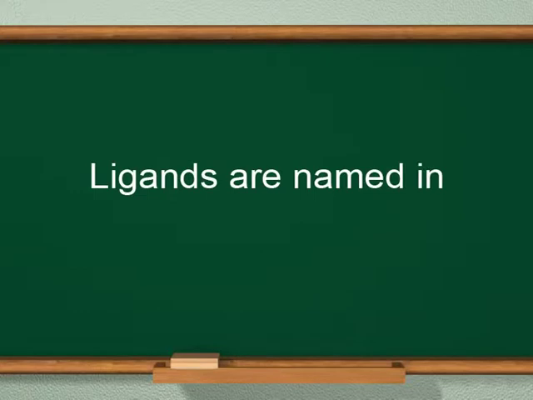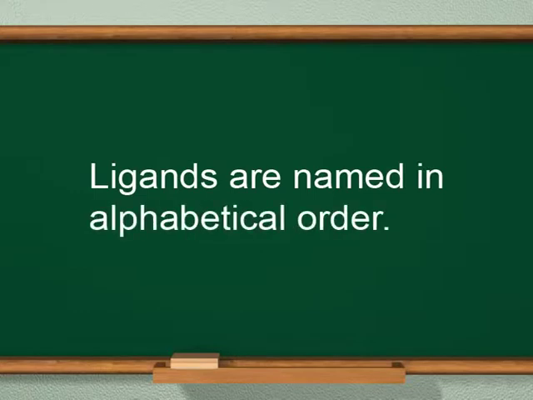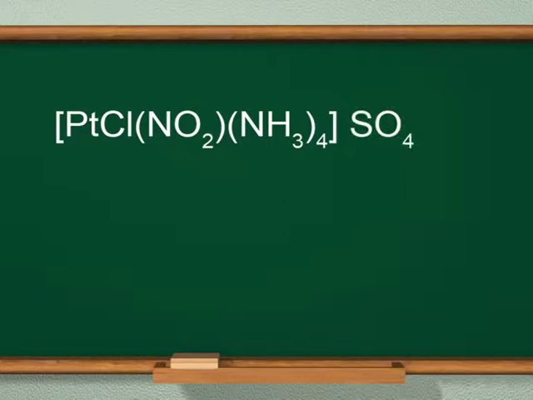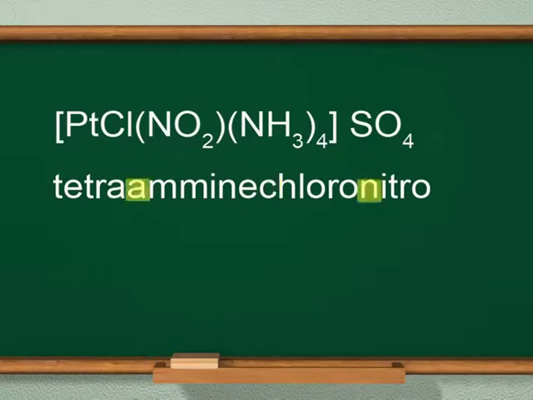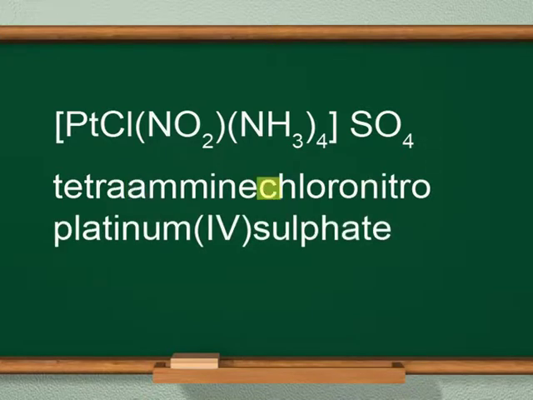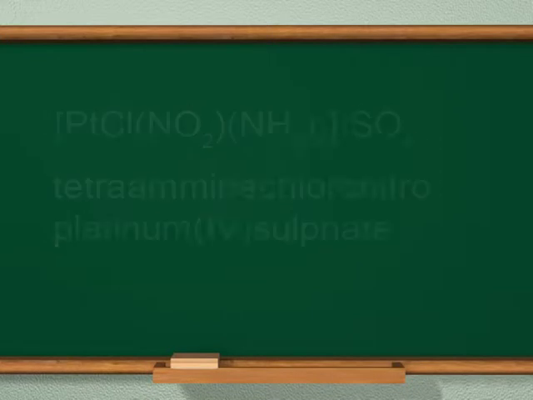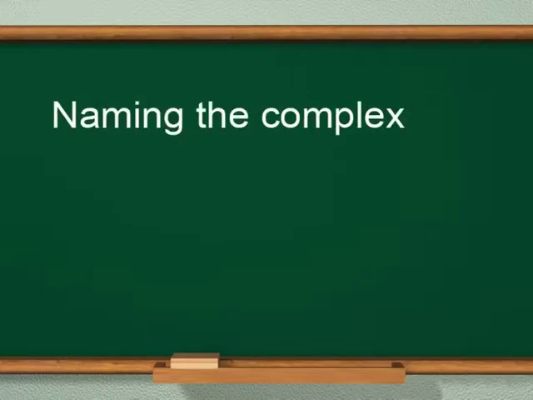Let us now learn how to set the preference order. All ligands are named in alphabetical order. The prefixes di, tri are not considered. For example, [Pt(Cl)(NO2)(NH3)4]SO4 is tetraamminechloronitroplatinum(IV) sulfate.